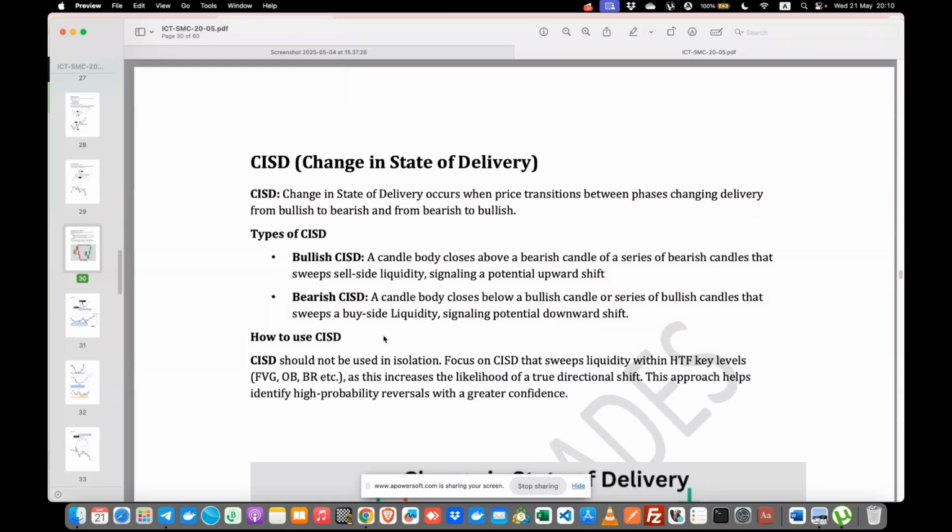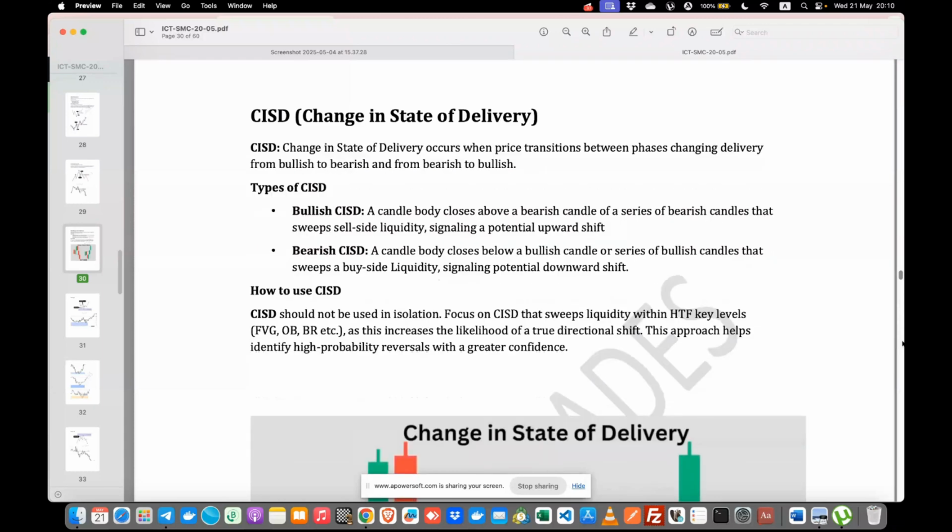And then a bearish CISD is where a candle body closes below a bullish candle or series of bullish candles that sweeps buy side liquidity, signaling a potential downward shift. So bullish CISD signals a potential upward shift, and bearish signals that we are changing our state from bullish to bearish, so a downward shift.